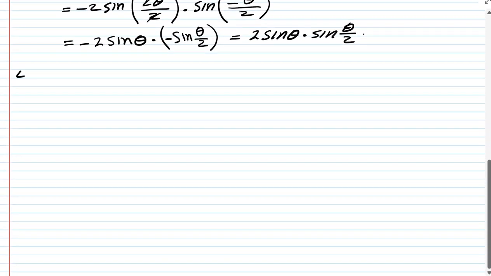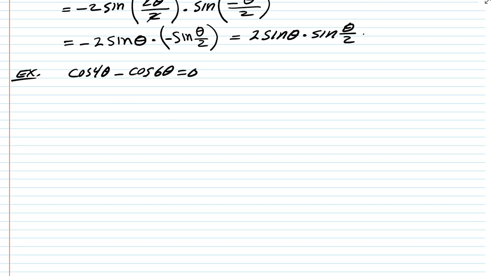And let's do just one last one. Let's say we want to solve this trig equation: cosine 4 theta minus cosine 6 theta, and set it equal to 0. Suppose we want to solve this one.